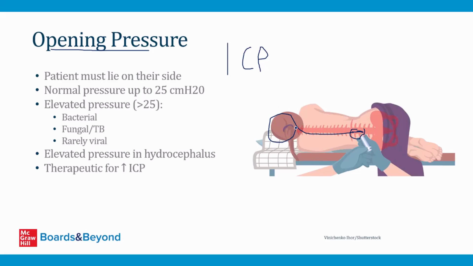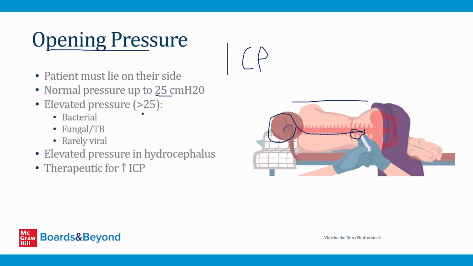So the opening pressure is a measurement of intracranial pressure, and it can be high when patients have raised intracranial pressure for any reason. In order to measure the opening pressure, the patient first of all has to lie on their side. If they're sitting up, it will change the hemodynamics and you'll get abnormal pressure results. Then after you stick the needle in, you simply hook it up to a tool to measure the pressure, and a normal pressure is up to 25 centimeters of water.